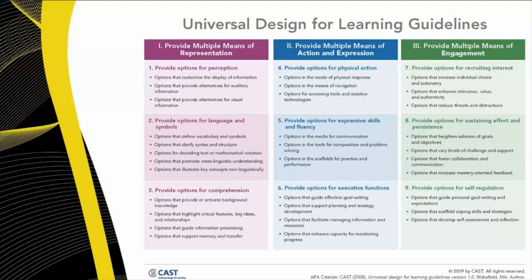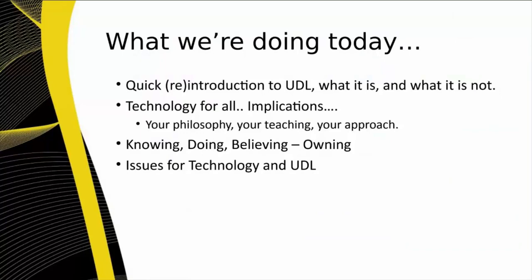To go back, I skipped this bit. What we're actually doing here, I wanted to do the what it is and what it's not. So the what's not piece is it's not a catch-all, it's not a solution for everything. I want to spend some time on your approach and how we can bend this going around. Then the middle bit is probably the knowing, doing, believing, and then the new one. So the three pillars there, knowing, doing, believing, are pretty established around inclusive education, and we're going to add owning to this in a few minutes.